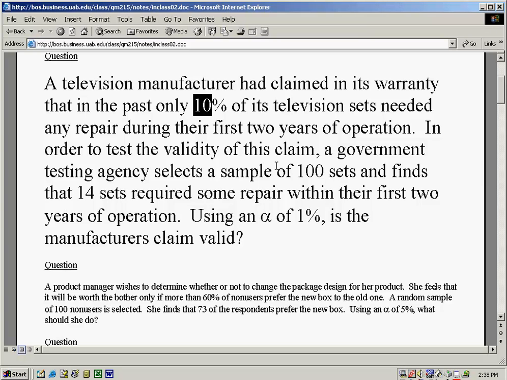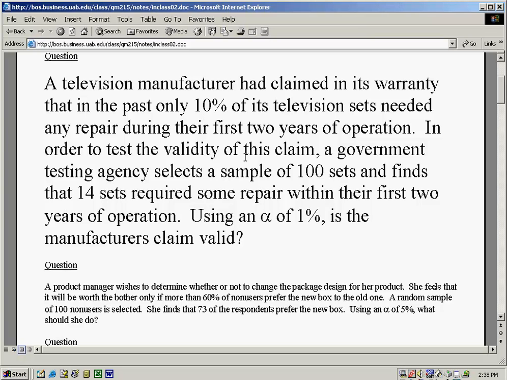So the first question really is, is this really a one-tailed test? And it's not, the wording is not as clear as it could be. It says that in the past only 10% of its television sets. Now the only means that it could have been larger, but it's not. It's 10% or smaller. Or in other words, the statement should have been something like, at most 10% of its television sets needed any repair, and that's a one-tailed test.